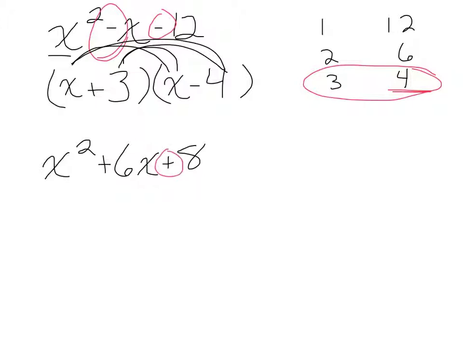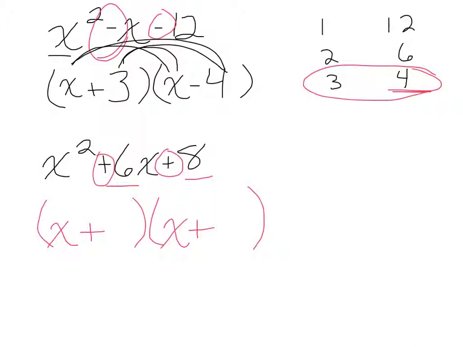Alright, here I have a plus 8, which tells me they're going to have the same sign, and this positive in front of the 6 tells me they're both going to be positive. It's just a 1x squared, so I need x and x. And now I need factors of 8 that add up to 6, which happens to be 4 and 2. Since it's plus in both of them, it doesn't matter which one goes first. Double check. X times x would be x squared, plus 2x plus 4x gives me the plus 6x, plus 8.